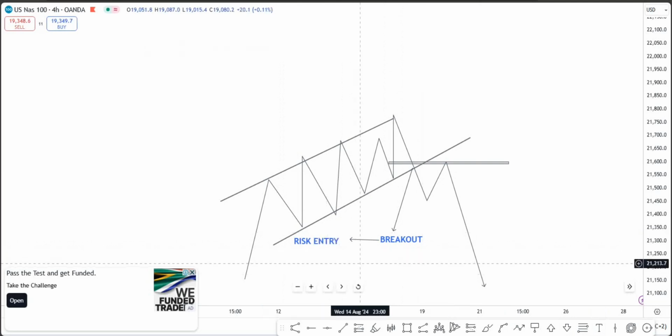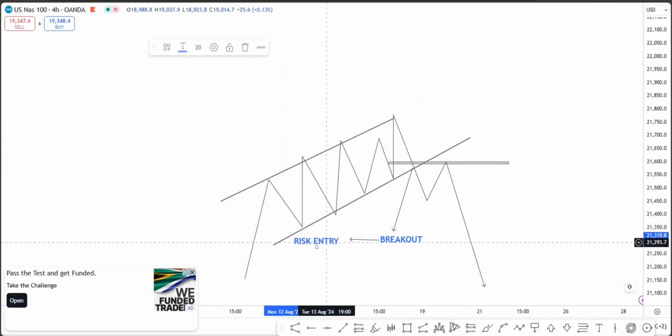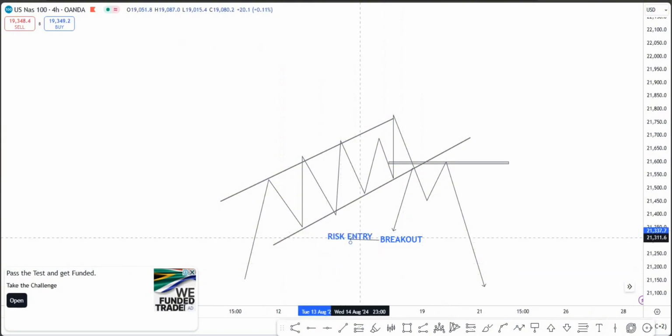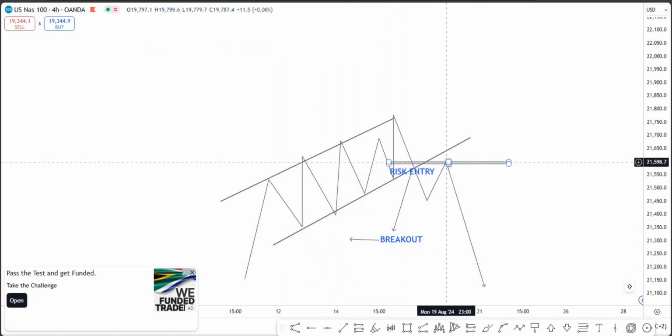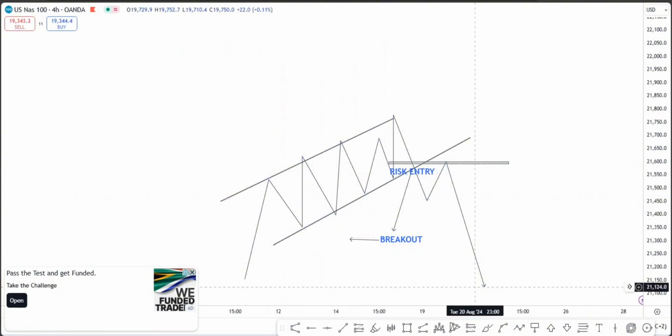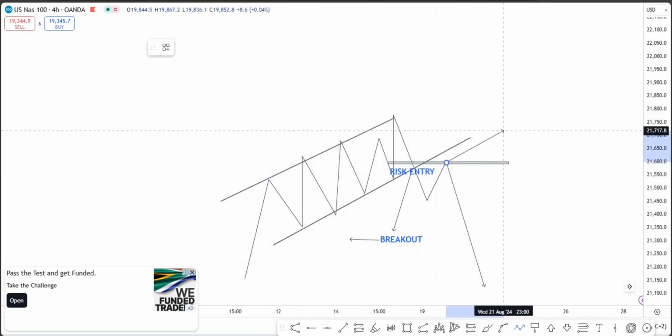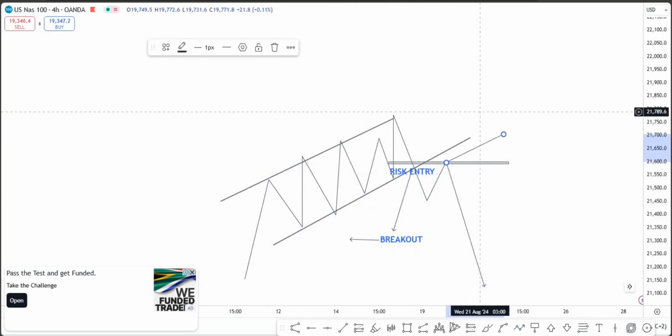Risk entry. You taking sells here, it's a risk entry. But if you can wait for the market to retest at a certain point here, this will be a what? Remember, this one is a retest.